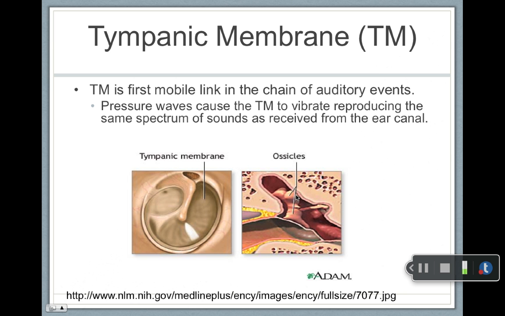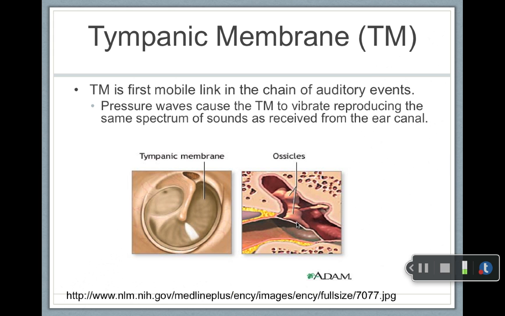Here's the malleus, the incus, and the stapes. Combined, these 3 bones are known as the ossicles. The malleus is embedded in the tympanic membrane, and the point of greatest retraction where it's pulled up is the umbo, okay? And again, it's on an angle for a reason. Everything in our body seems to have a reason. So the malleus in the tympanic membrane is the first mobile link in a chain of auditory events.